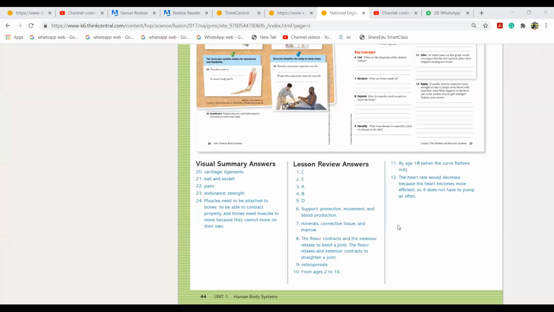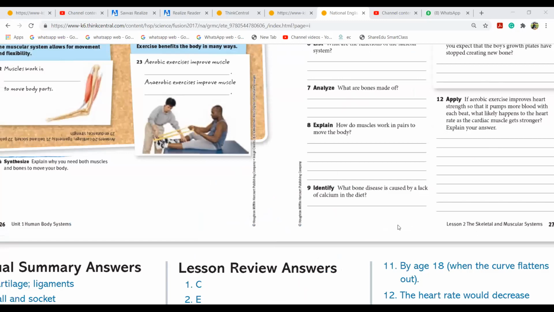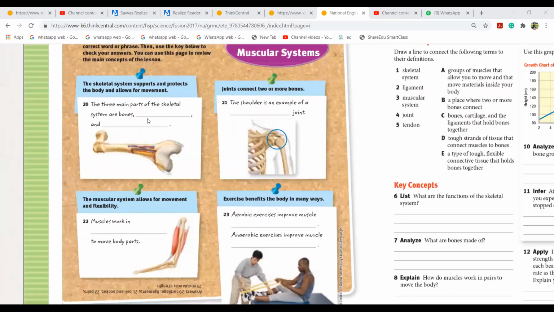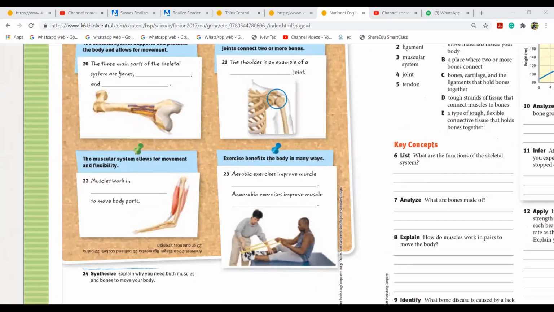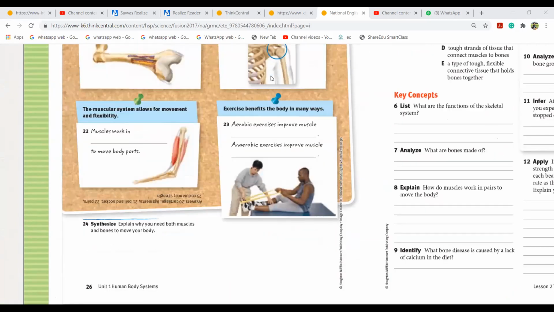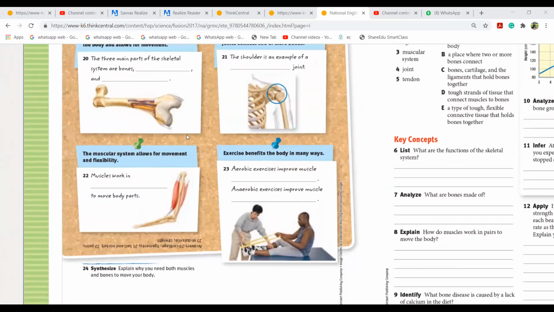We have finished this lesson, and I just wanted to ask you whether you have understood this. The three main parts of the skeletal system are bone, cartilage, ligaments. Did you understand this? Bone, cartilage, ligament. Yeah, miss. Shoulder is an example of which joint? You can rotate it, girls. It is called a ball and socket joint.